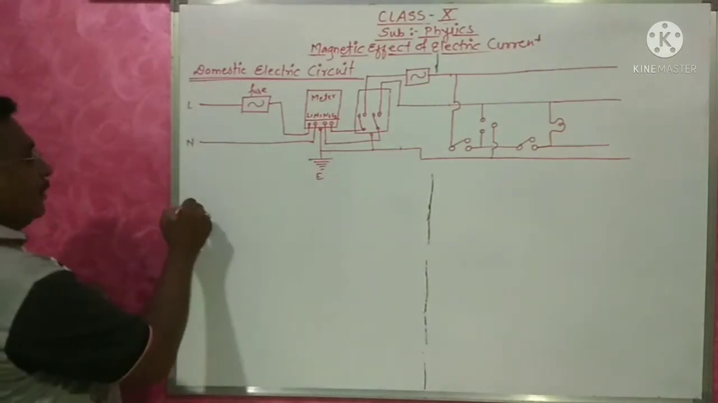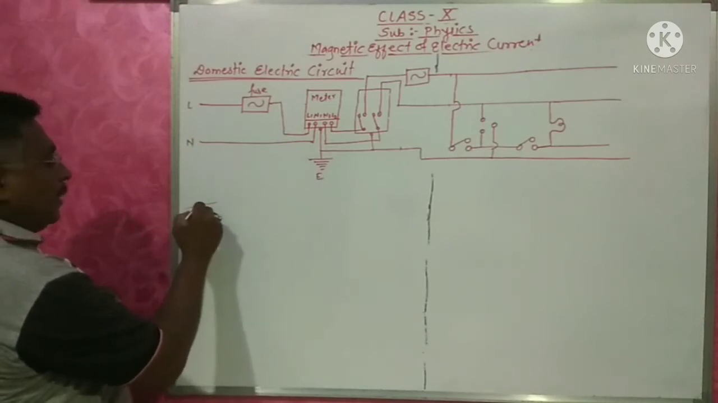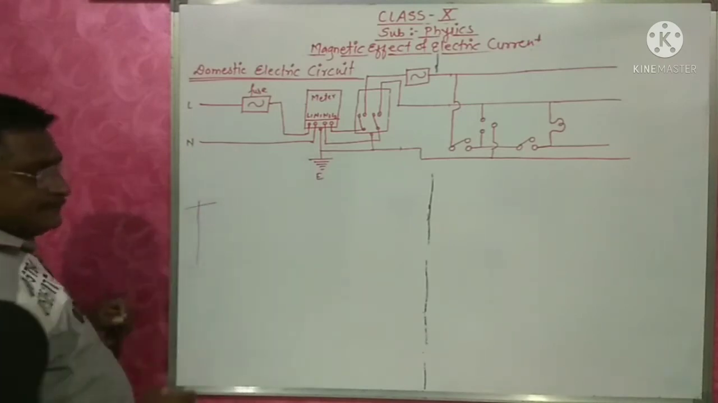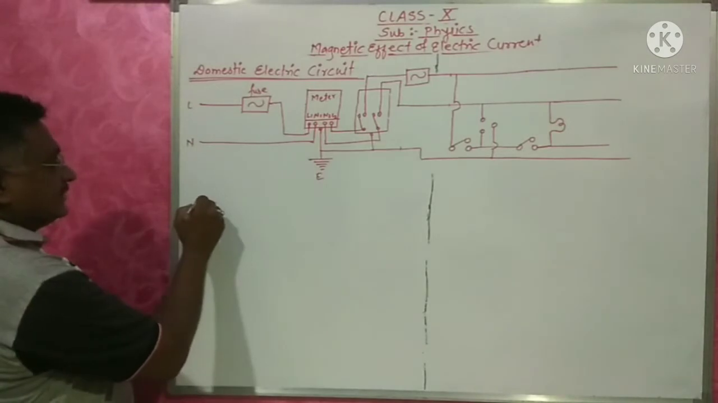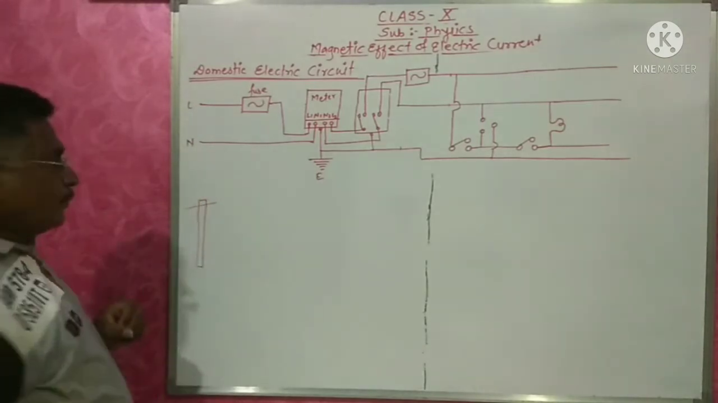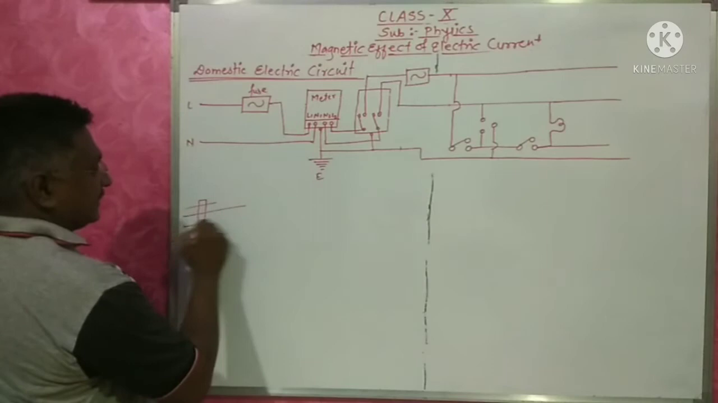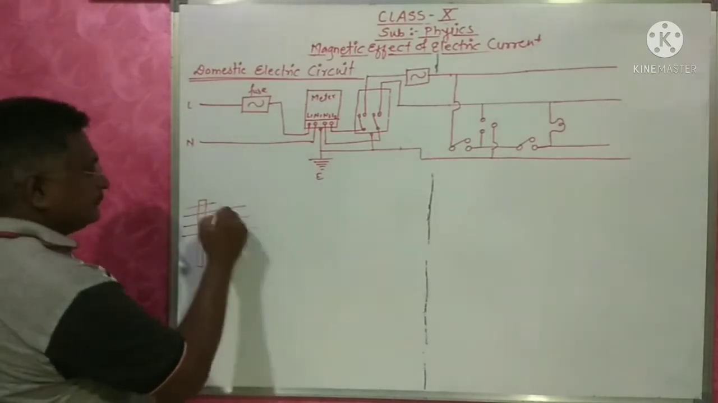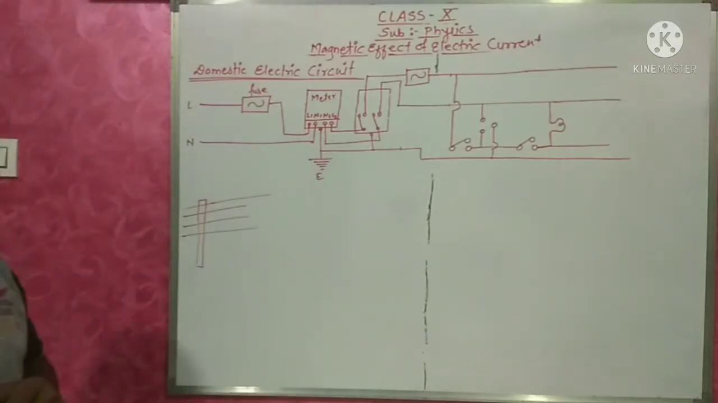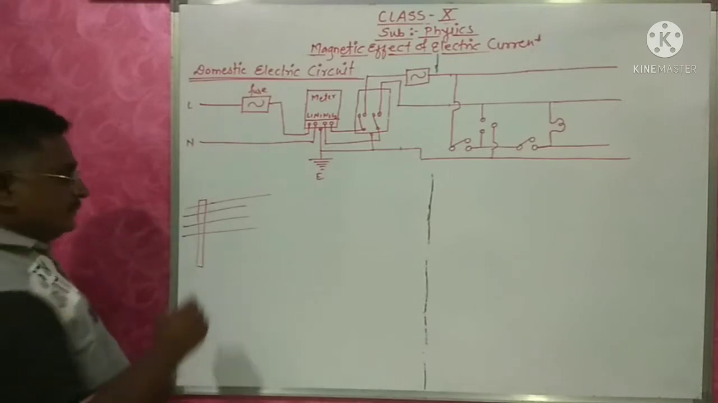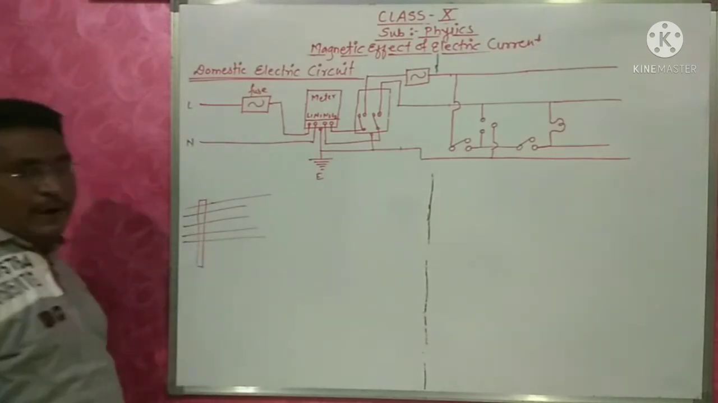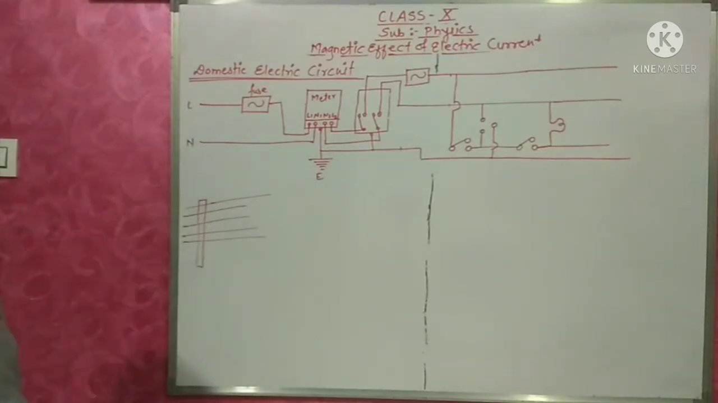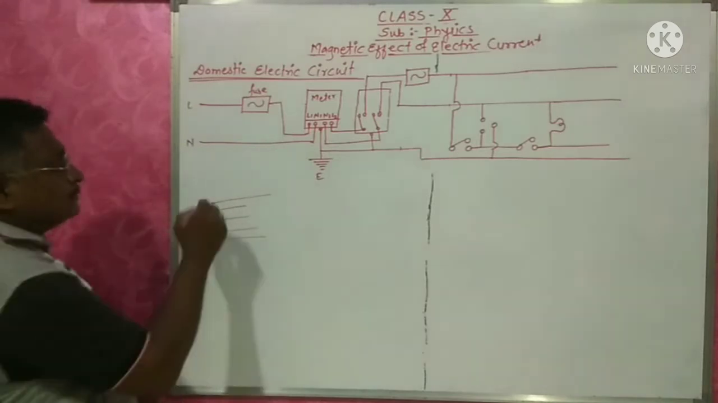So in our home, wires are coming from the electricity pole. From the pole, like this, wires are there. If you observe, you will see 4-5 wires. Five wires are connected in a pole. So what is the meaning of that 5?